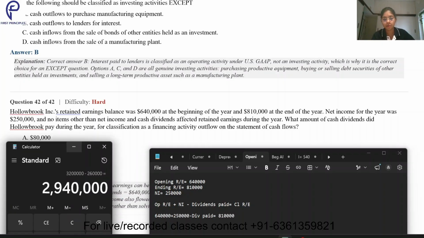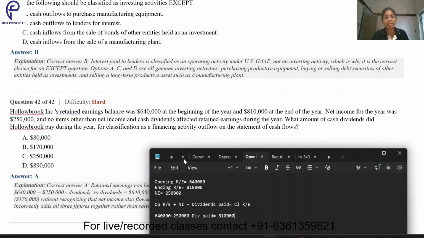So let's do the math. 6,40,000 plus 2,50,000 minus 8,10,000. How much did we get? 80,000. 80,000 we got as my dividends, and the dividends will go in my financing activity. Very simple, very easy, a very logical question. So you can see that if you know the basics of accounting and if you have studied the chapter really well and understood the concepts, you can easily solve such types of questions.